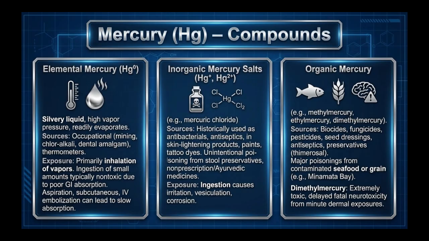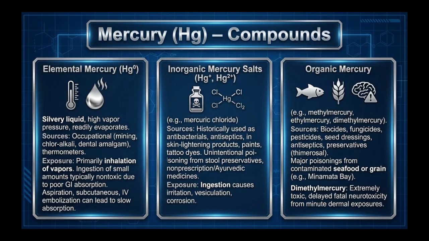Most intoxications from elemental mercury arise from occupational exposures in mining, chlor-alkali plants, dental amalgam preparation, and the manufacturing or repair of instruments like thermometers and barometers. Accidental ingestion of small amounts from broken oral thermometers is common in children, but is typically non-toxic due to poor gastrointestinal absorption. However, aspiration, subcutaneous deposition, or direct intravenous embolization can lead to slow absorption and toxicity.